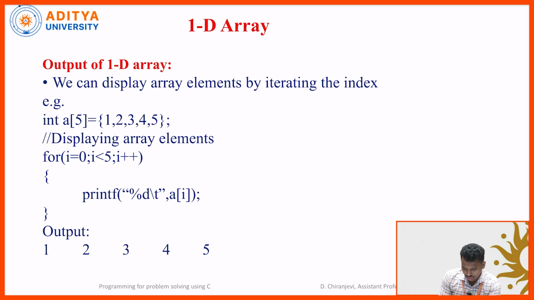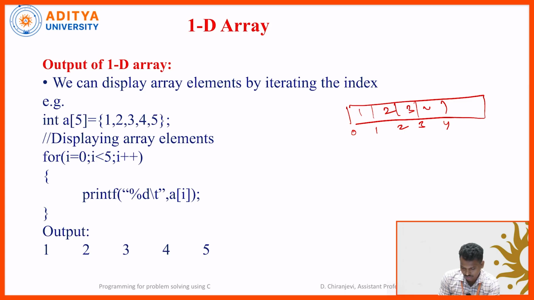So the array is initialized, and memory is like this. Indexes are 0, 1, 2, 3, 4, and 1, 2, 3, 4, 5 are the values you need to display. So the index value I starts at 0. Now 0 less than 5, because you have written I less than 5. So this is true. If this is true, the control will come inside the loop. Now you are printing A of I. Currently I value is 0, so you are printing A of 0. The array name is A, and A of 0 is 1. So in the output 1 is displayed.